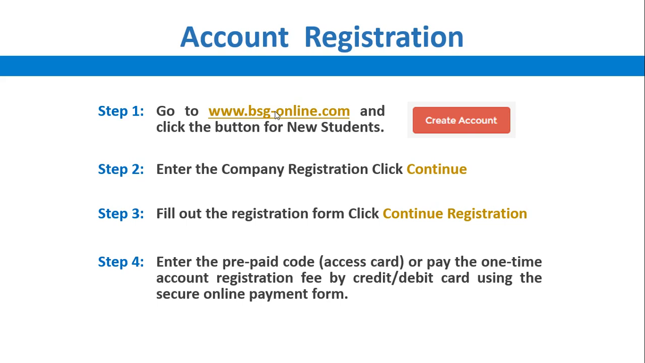So the very first step is to go to BUS476E.com and then click the button for new students. I'll show you that in just a moment. You'll enter the company registration code, which is the code that I have given you. I sent you a separate email with that code. You'll then fill out the registration form and click continue registration. And then this fourth step is when you enter that prepaid access code that you can get from the BUS bookstore or you can buy directly online.